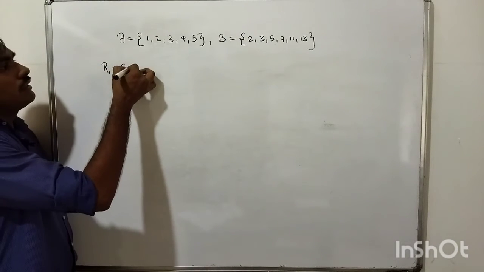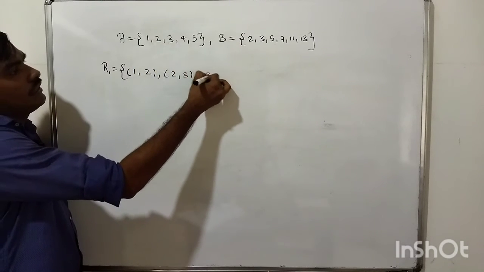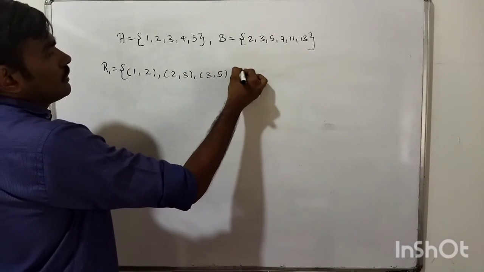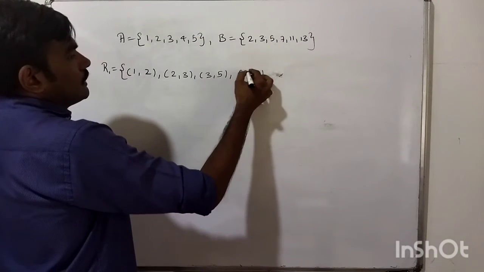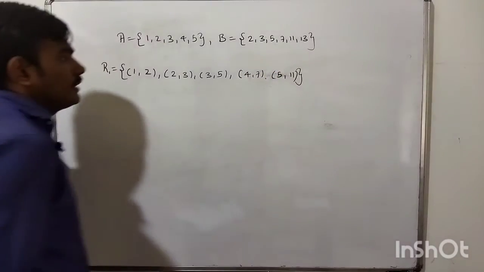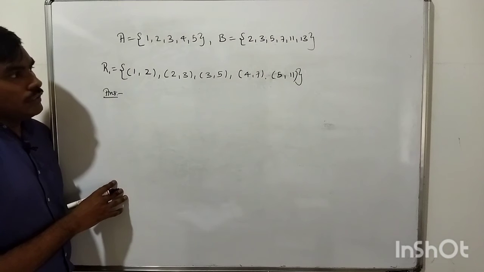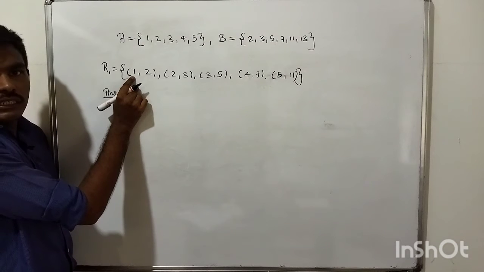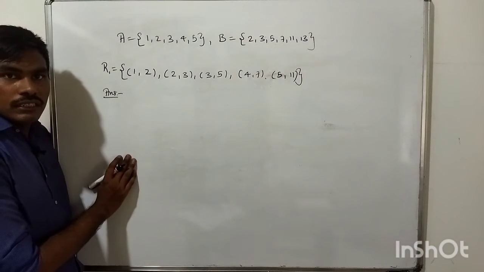First one: (1, 2), (2, 3), (3, 5), (4, 7), (5, 11). Now, tell me whether this is a function. What we'll do is look at the first elements here. 1 is there. Check whether 1 is repeated anywhere here. So 1 is never repeated.